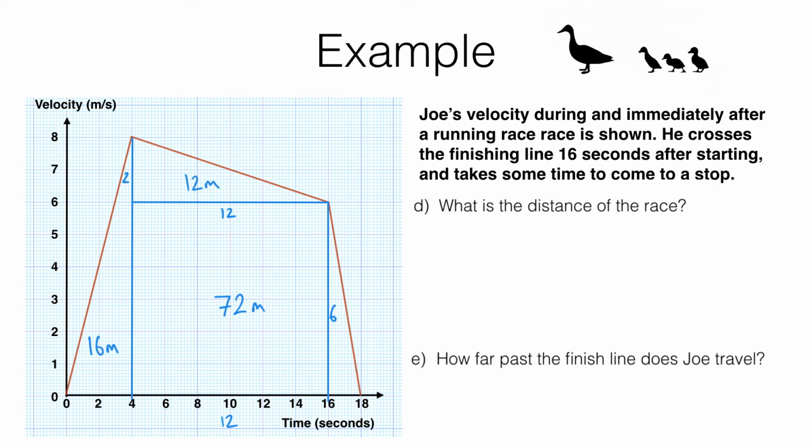Now I'm just going to get rid of some of the markings on here so it's all clear. The total distance that Joe travelled to the end of the race, so up to this time, up to 16 seconds, is 16 meters plus 72 meters plus 12 meters. If we add those up, we get a total of 100 meters. So this was a 100-meter race.